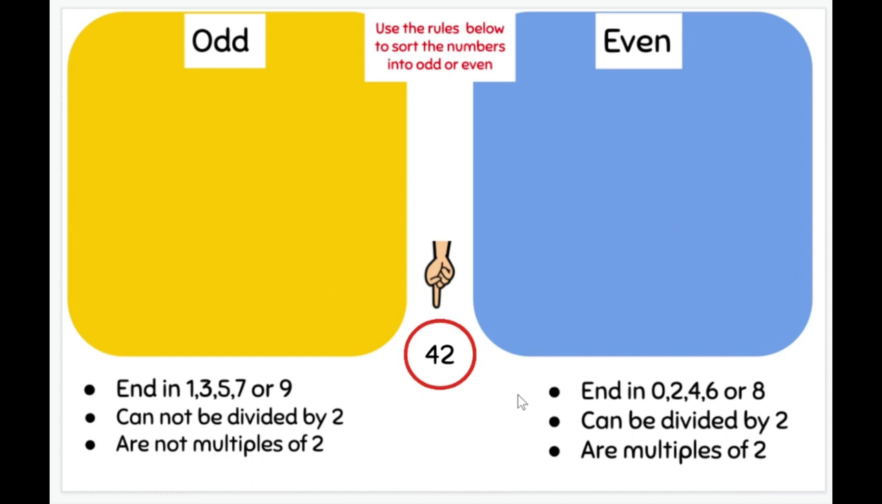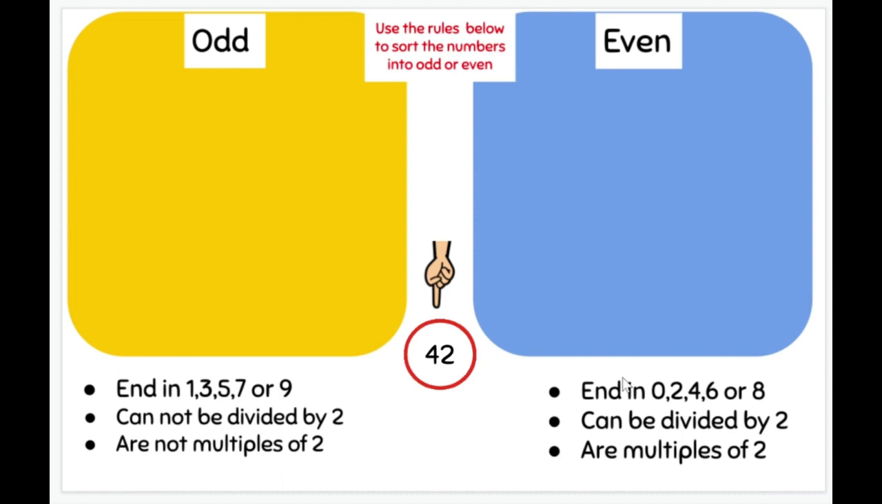Let's look at the rules again. So even numbers are anything that ends in 0, 2, 4, 6 or 8 that can be divided by 2 and are multiples of 2. So they're the answers to your 2 times tables. Odd numbers end in 1, 3, 5, 7 or 9. They cannot be divided by 2 and they are not the answers to your 2 times tables. So let's have a look.